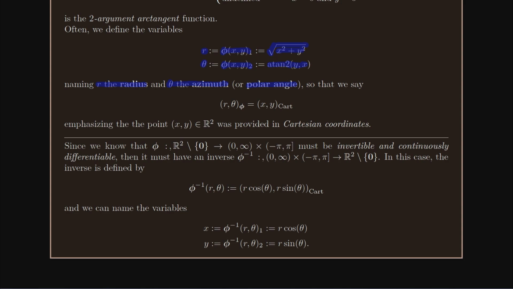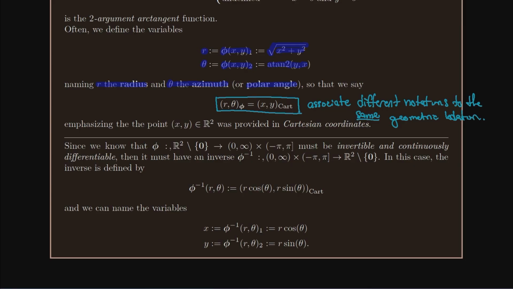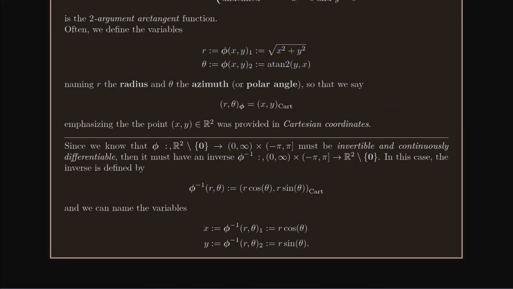And so the whole point of coordinate transformations is that we associate both of these, right? We associate different notations to the same geometric location. Different notations, but the same geometric location. And we'll see that in our first example below.